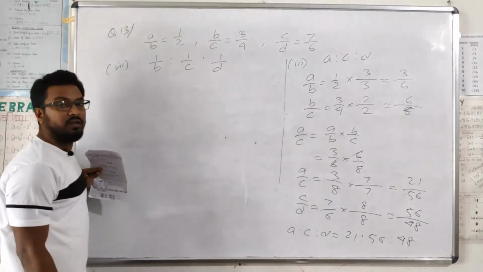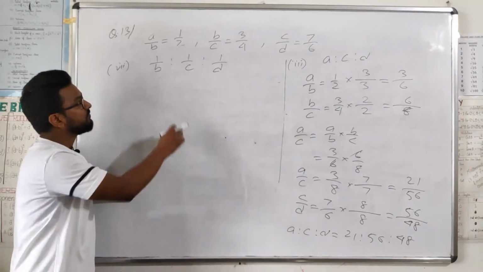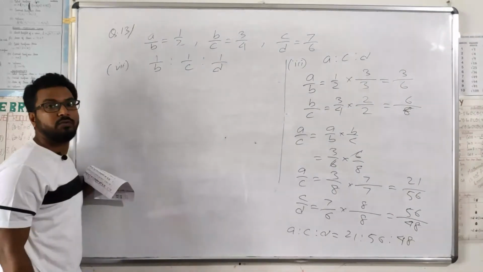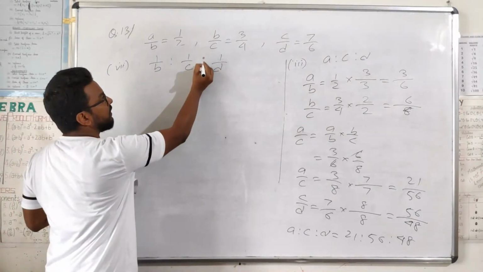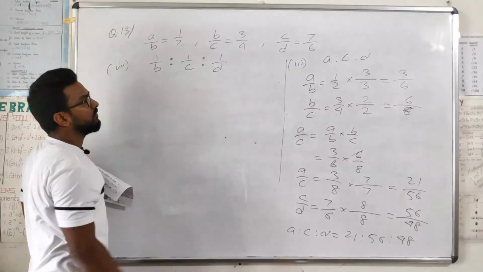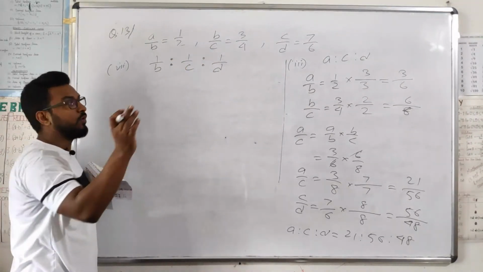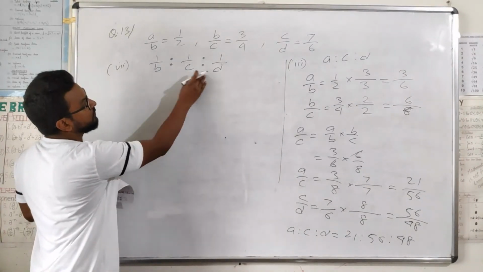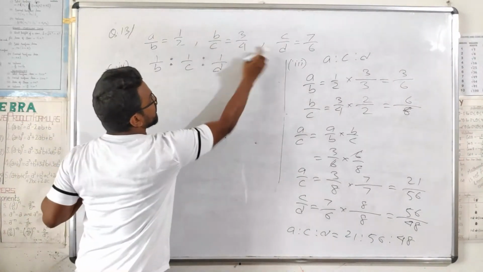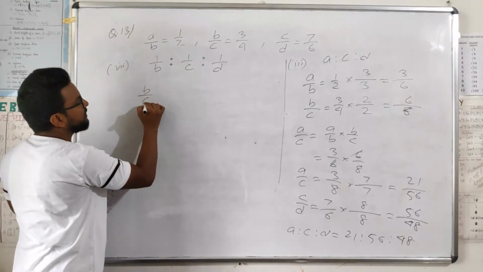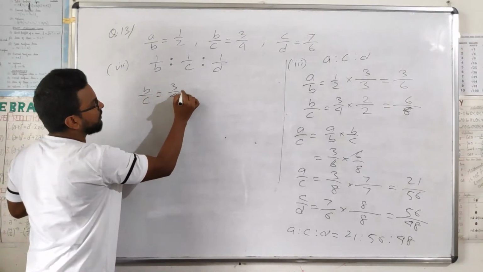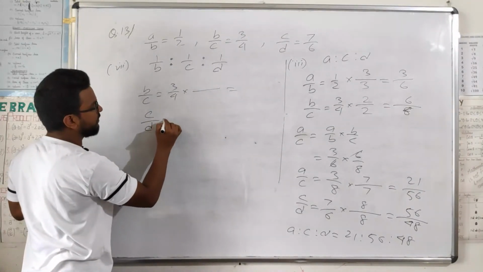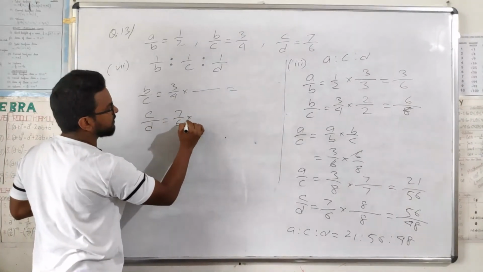Fine. Let me do Roman number 7. So here it is given 1/B ratio 1/C ratio 1/D. Okay, these are the ratio. So first we have to find what is B, C and D. So to find B, C and D, we will compare these two. So B by C is given 3 by 4. With what number you have to multiply? We'll keep it as it is, C by D, 7 by 6.